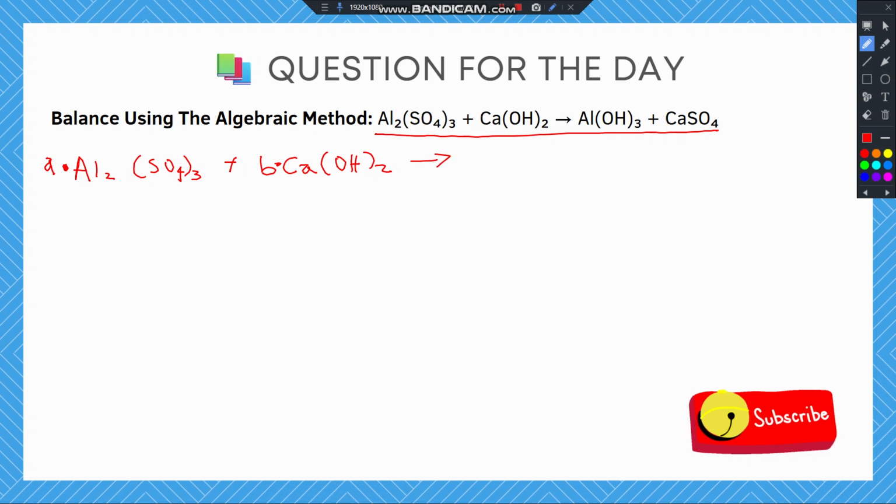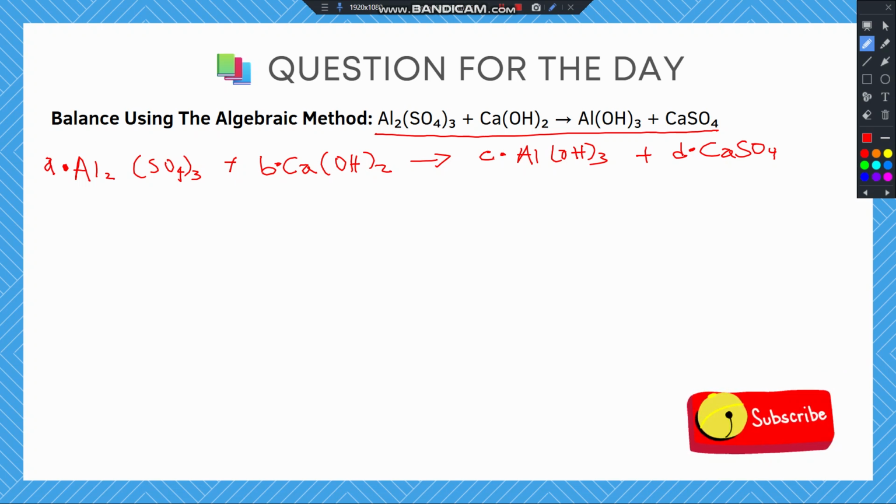And then thirdly, we have Al(OH)₃. Let's represent this coefficient using the letter C. And then finally, we have CaSO₄. Let's represent the coefficient using the letter D. I'm sure you saw how each and every coefficient was represented appropriately using letters. The next thing to do is to form equations for each letter. Now, here is what I mean.